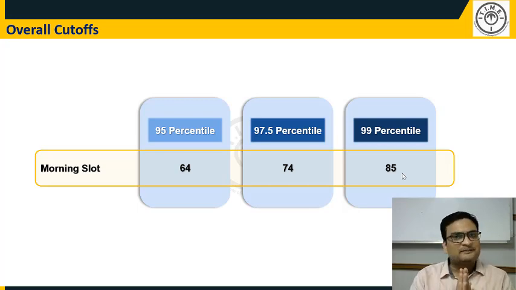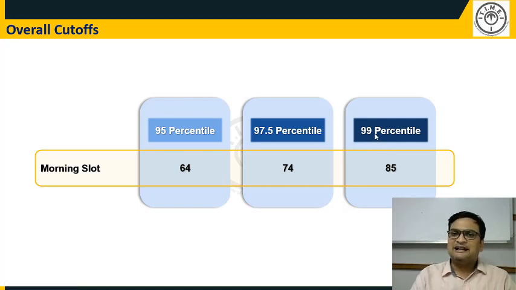Overall morning slot, for the 95th percentile, an overall score of 64 should be sufficient. For 97.5, we believe it should be 74, and for the 99th percentile, we are pegging it at 85 marks. Overall 85 marks should fetch you 99%.